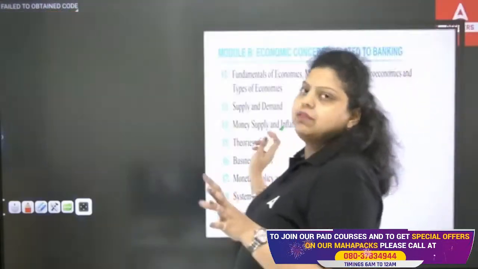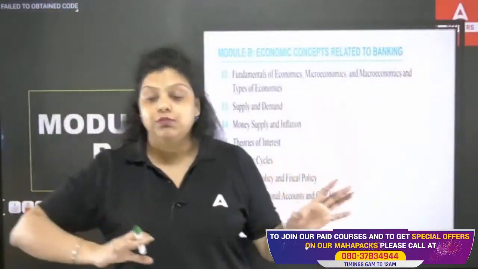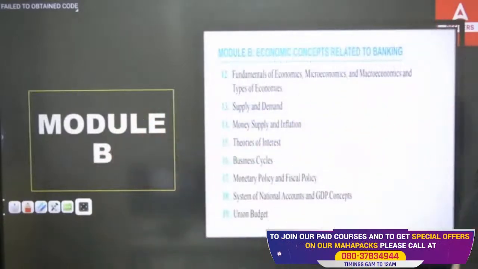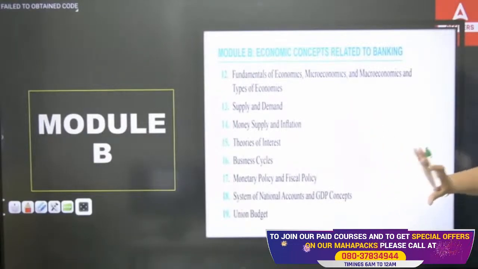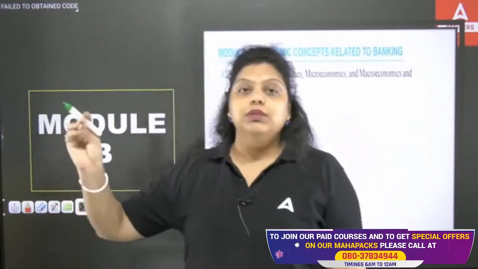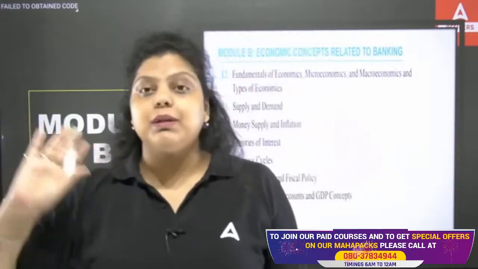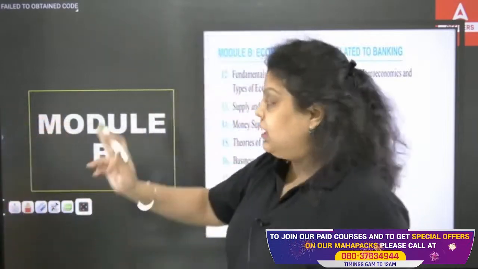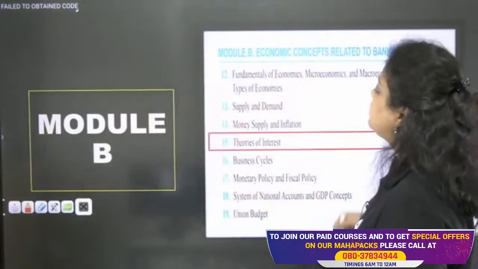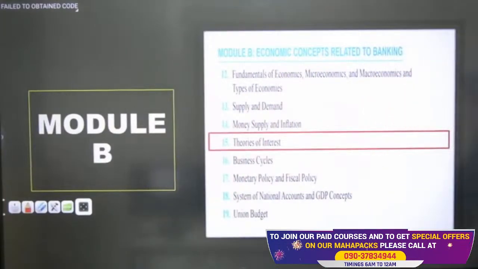As you know, every day we are discussing a particular chapter from your subject, whether it is IFS or PPB. You can see here we are talking about module B. Till now, we have discussed that IFS has 45 units. Out of that 45 units, 11 units we have completed, which means we have completed module A. We started module B, and 12, 13 and 14 we have completed. Today we are going to cover the 15th chapter, that's the theory of interest.